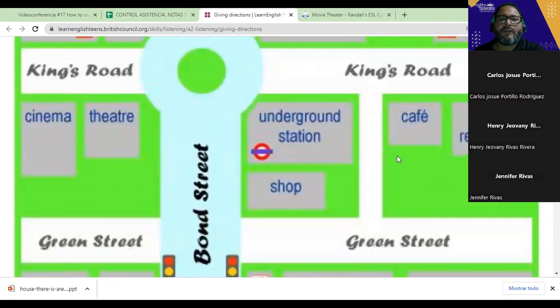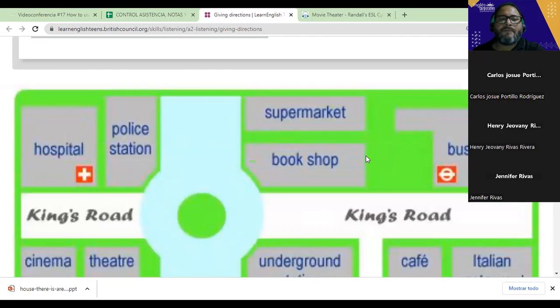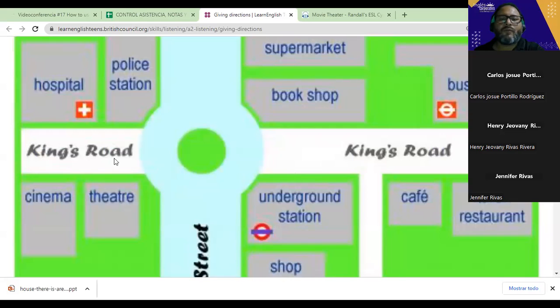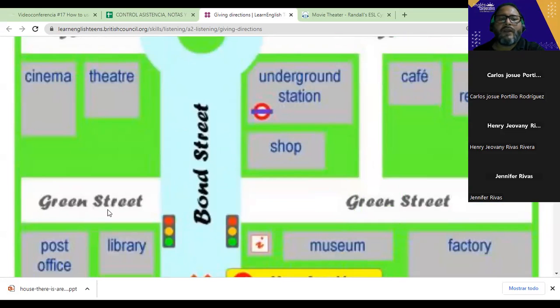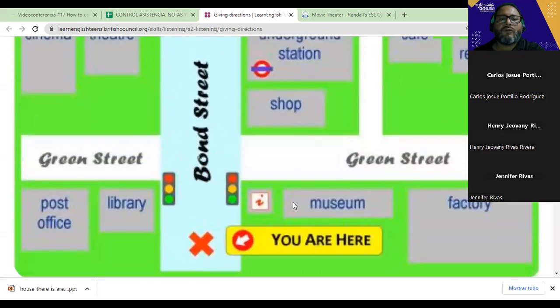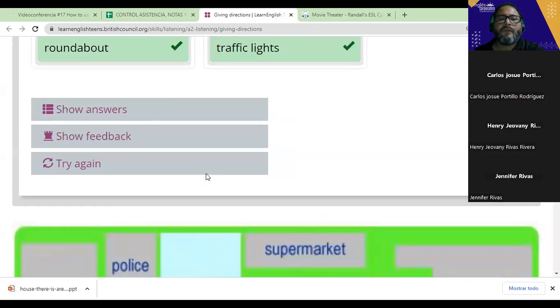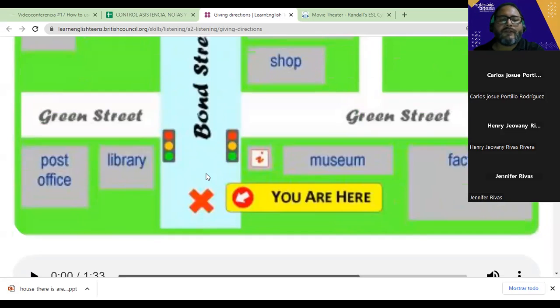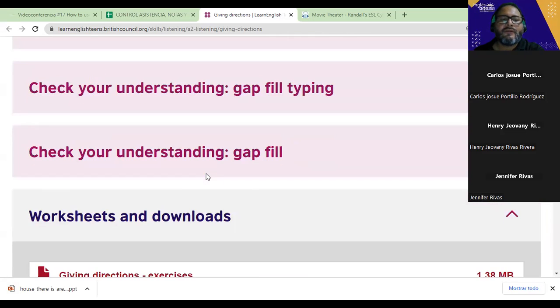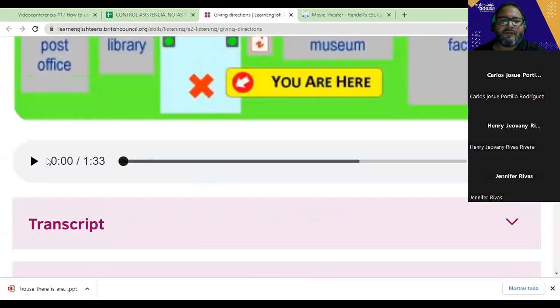And also, we were discussing the streets, right? This is King's Road. We have a roundabout over here. And we have Green Street. And also, we have Bond Street here. Right? We did the exercise. We're not going to solve the exercise again, but I want you to remember what we did yesterday. It's quite important for me to have some review just before going to the next part.